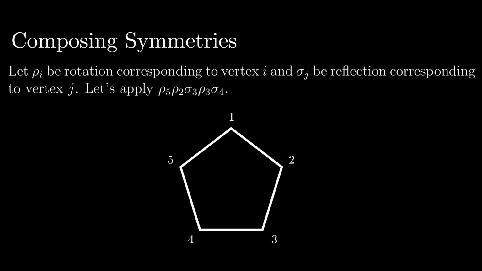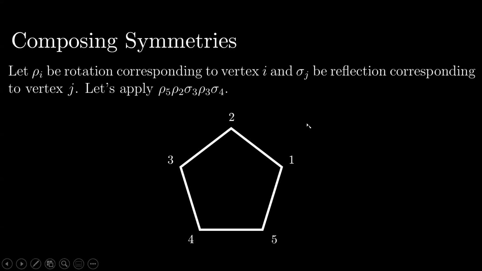And so I'm just using this kind of made up notation, which is rho sub i is the rotation which makes vertex i go to where vertex 1 is, and sigma sub j is the reflection about the line of symmetry to the jth vertex, okay? And we start counting vertices from where 1 usually is, and we go from there. Okay, so let's apply this composition. We pick sigma 4, which is the line of symmetry going through 4, and we reflect about that.